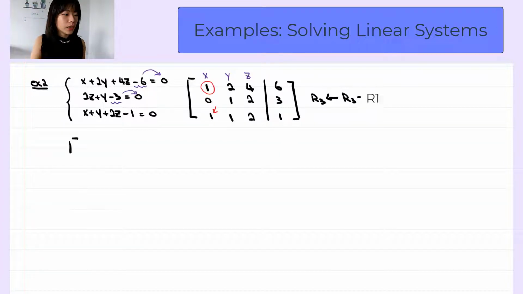Then the matrix becomes 1, 2, 4, and 6. Then 0, 1, 2, and 3. Last row will be 0, and 1 minus 2, negative 1; 2 minus 4, negative 2; and 1 minus 6, negative 5.